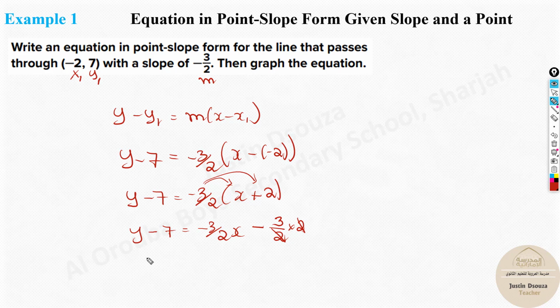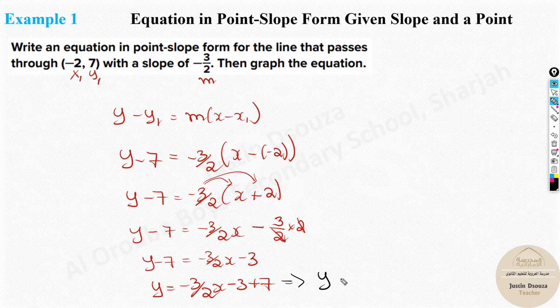You're remaining with y minus 7 equals negative 3 by 2 x minus 3. It's not over. This minus 3 can be taken to the other side. So what happens? y equals negative 3 by 2 x, that's the slope, minus 3 plus 7. I will write the final form of the equation: y equals negative 3 by 2, that is 1.5x, and plus 7 minus 3 would be plus 4. This is the final equation.